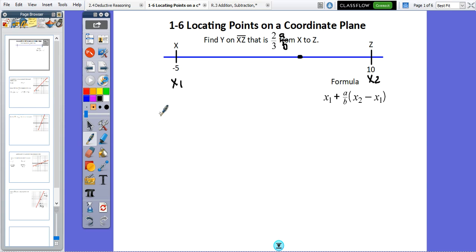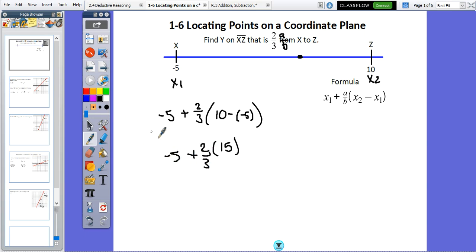We know that x1 is -5. Our fraction, as said, is 2/3. And our x2 is, of course, 10. And our x1 is a -5. So 10 minus a -5, we simplify our parentheses first. And we end up having 15, y'all. 15 times 2/3 plus a -5. We will reduce this. 3 goes into 15 5 times, and then 5 times 2 gives us 10. That's where we get the 10.